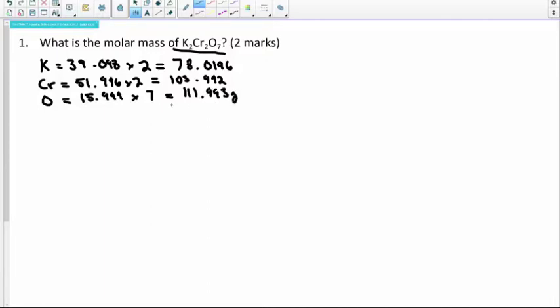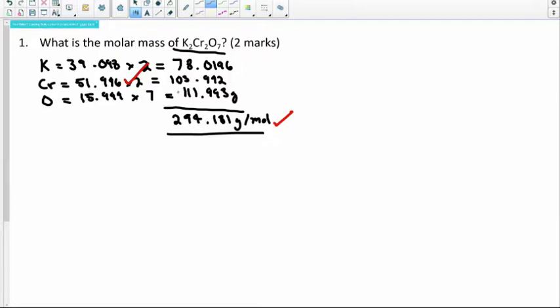111.993 grams per mole. And then last, I'm just going to total this up, and I'm going to end up with 294.181 grams per mole. And that is your final answer. Now, in terms of how I would mark a question like this, I would expect that you would complete this work. You'd show me all of this. That's 1 mark. And then there is 1 mark for this final total in terms of grams per mole.